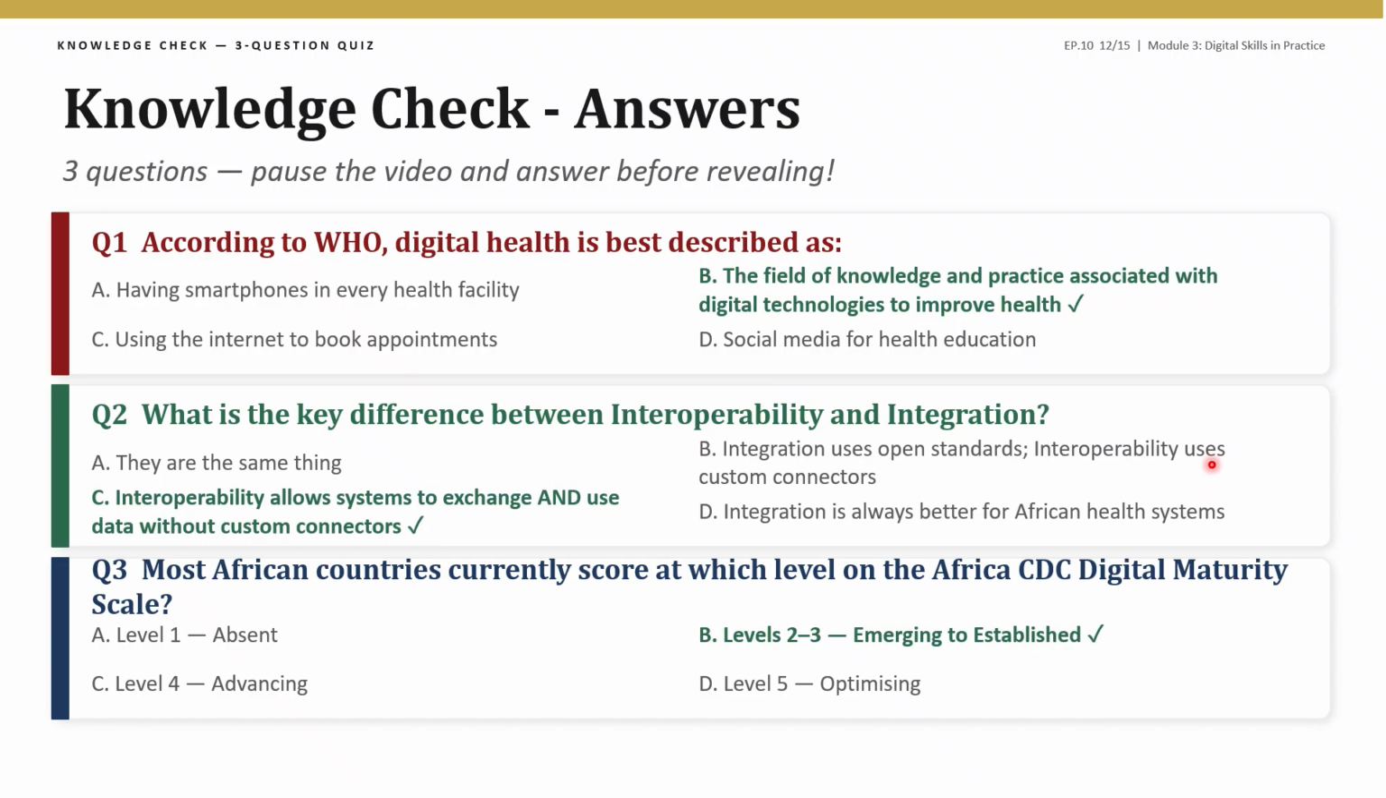Here are the answers. Question 1. The correct answer is B. The field of knowledge and practice associated with digital technologies to improve health. Question 2. Interoperability allows systems to exchange and use data without custom connectors. The answer is C for question 2. Question 3. Levels 2 and 3, emerging to established.